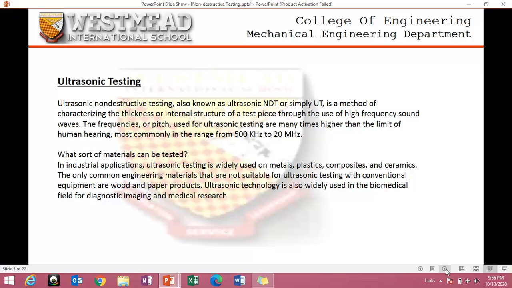The second one is ultrasonic testing. Ultrasonic non-destructive testing is also known as ultrasonic NDT or simply UT. It is a method of characterizing the thickness or internal structure of a test piece through the use of high-frequency sound waves. The frequencies or pitch used for ultrasonic testing are many times higher than the limit of human hearing.